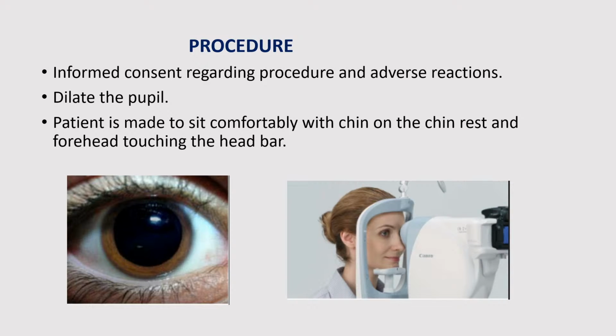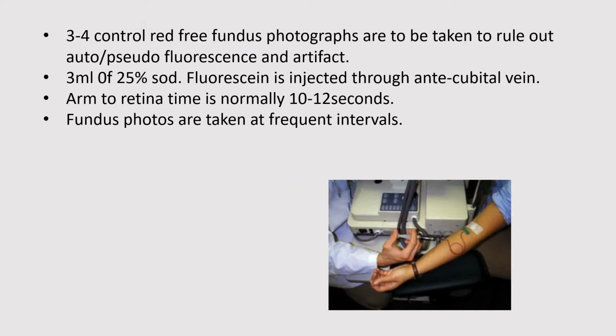Procedure: informed consent regarding the procedure and adverse reactions. Dilate the pupil. The patient is made to sit comfortably with chin on the chin rest and forehead touching the head bar. This is the head bar and this is the chin rest. Three to four control red-free fundus photographs are to be taken to rule out autofluorescence or pseudofluorescence and artifact. 3 ml of 25% sodium fluorescein is injected through the antecubital vein. Arm to retina time is normally 10 to 12 seconds. Fundus photos are taken at frequent intervals.